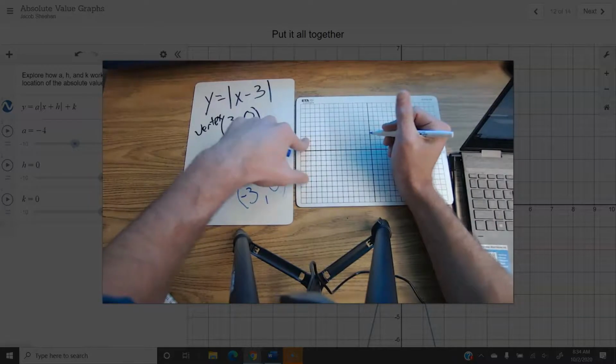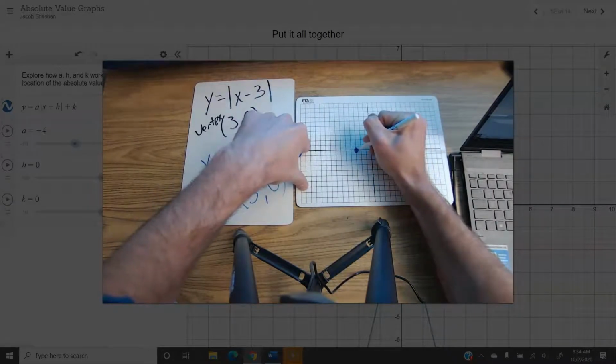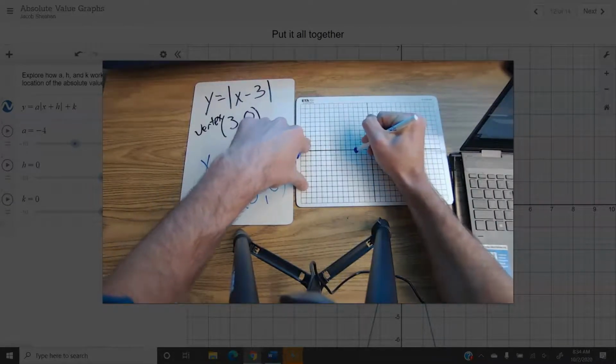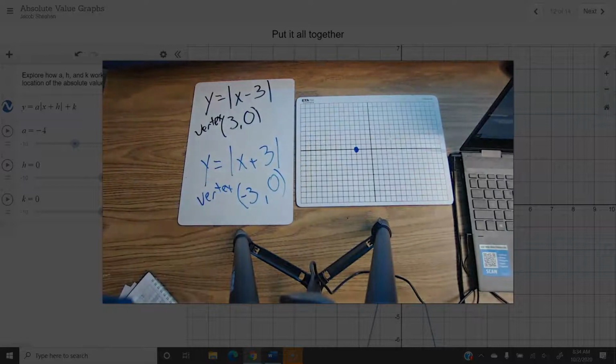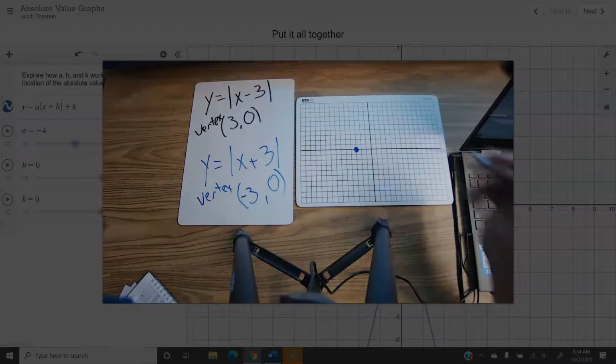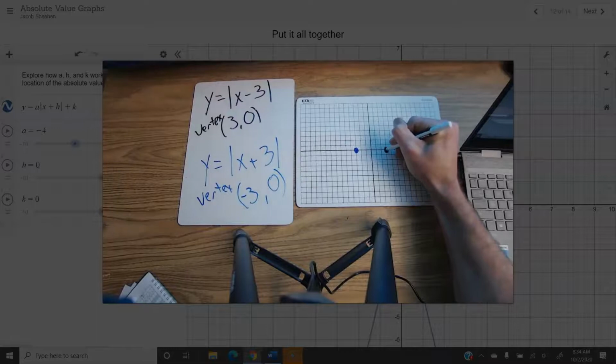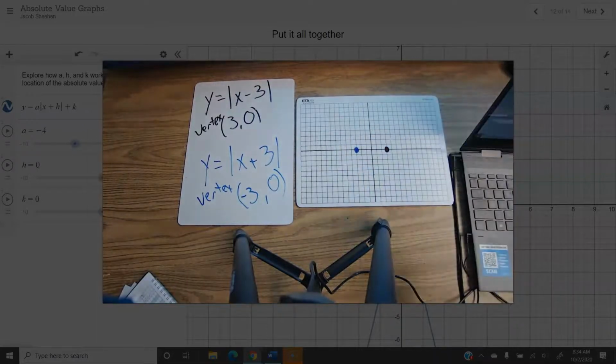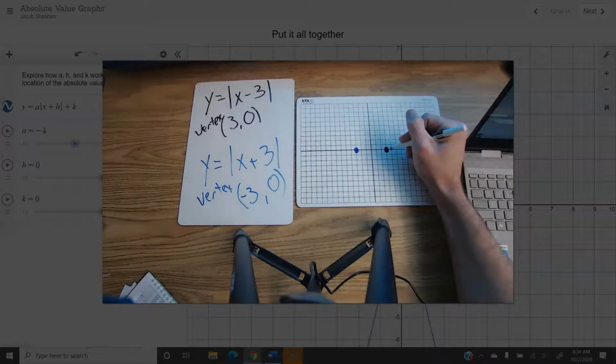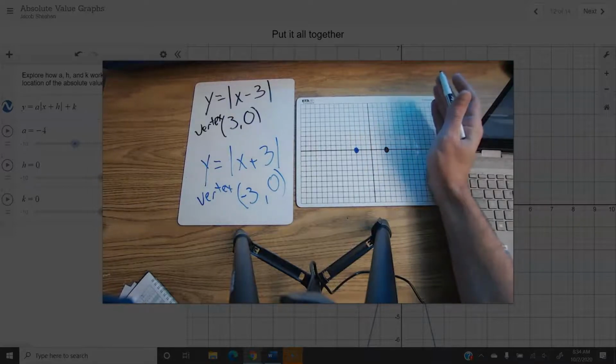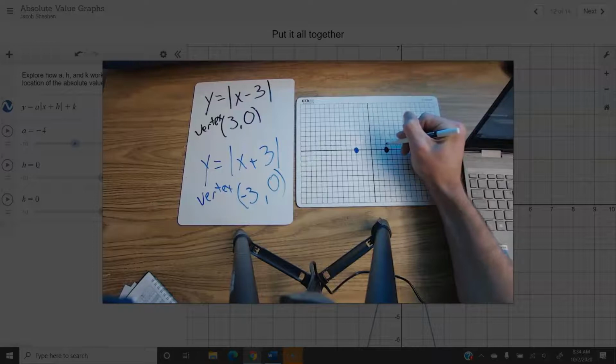So let me put this one here first, because I have blue open. So there's my blue graph, the vertex for it. And here's the vertex for the one I drew in black here. And you can see that there's no number in front, so again, the slope is 1. So up 1 over 1. Up 1 over 1.